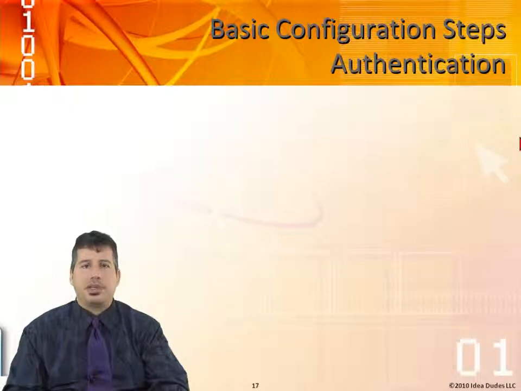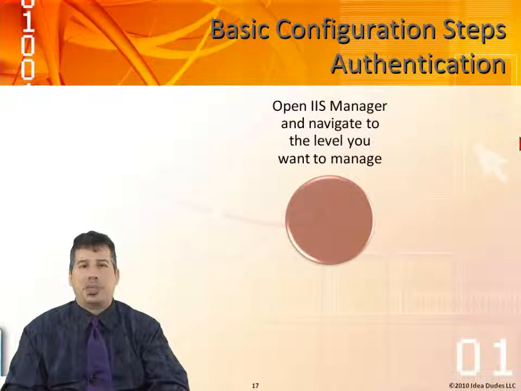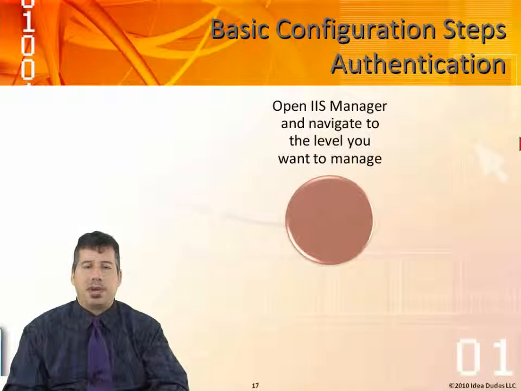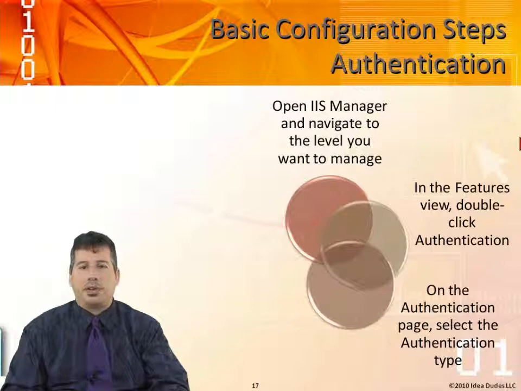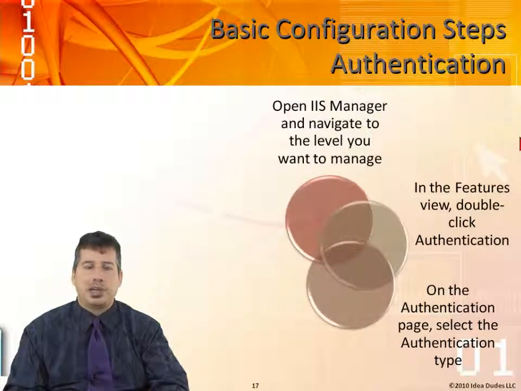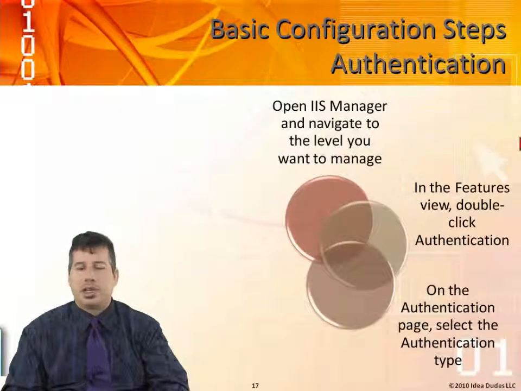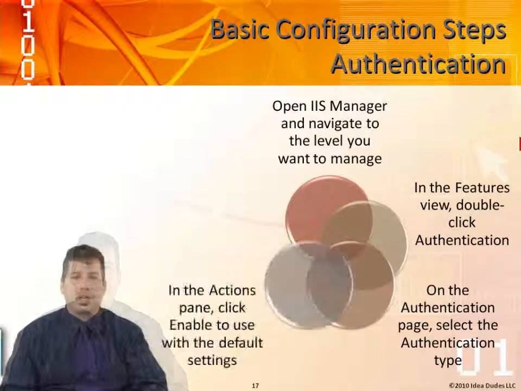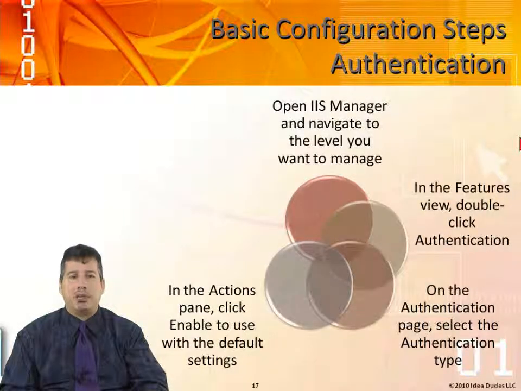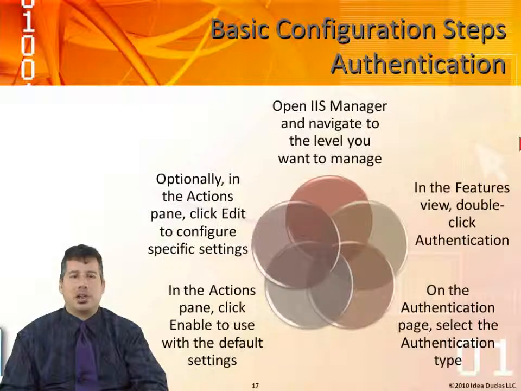Now the basic configuration steps for authentication. You open IIS Manager, navigate to the level you want to manage. In the features view, you double click authentication. On the authentication page, you select the authentication type. So anonymous, basic authentication, digest authentication, certificate, IIS certificate, Active Directory certificate, forms-based authentication, any of those different ones. Then in the Actions pane, click Enable to use with the default settings. You can also go in and edit the configuration specific settings.